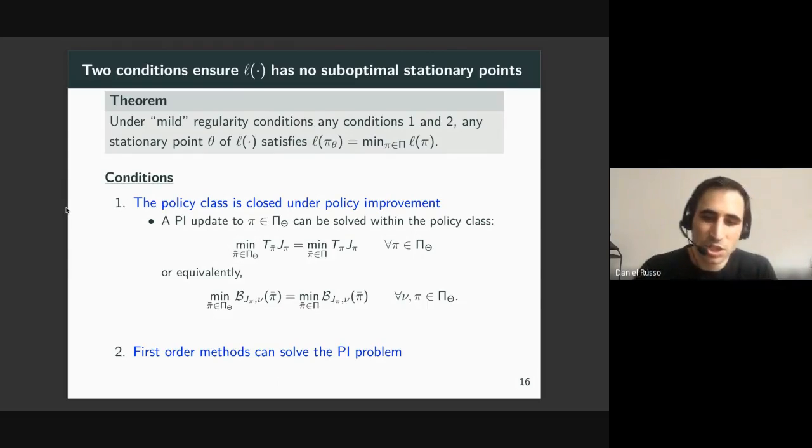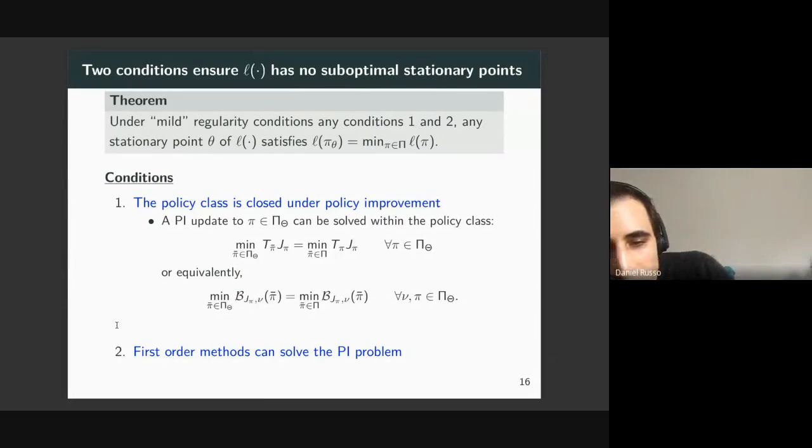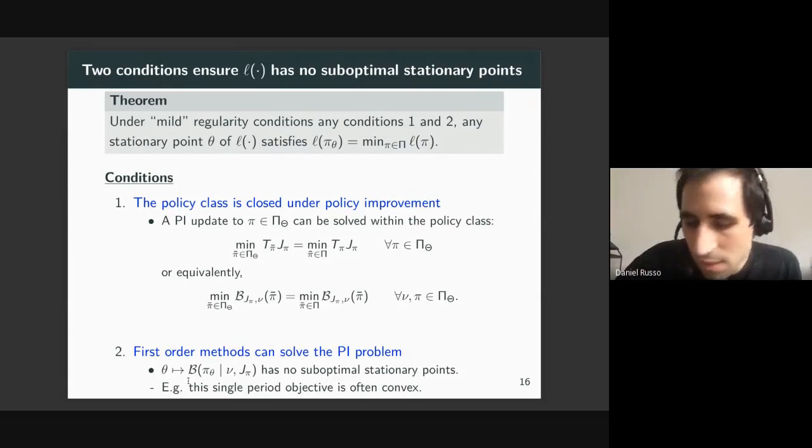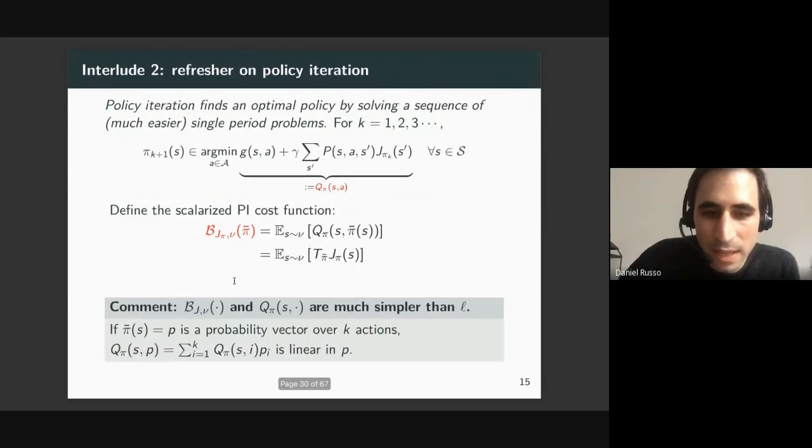Now, the second condition that we need is some kind of nice local structure that allows gradient descent to even make sense. And the weakest condition we can come up with is some notion of first order methods being able to solve the one period problem solved by policy iteration. So what is this? It says that this one period cost function has no suboptimal stationary points. All right. For example, in the last case, it's linear.